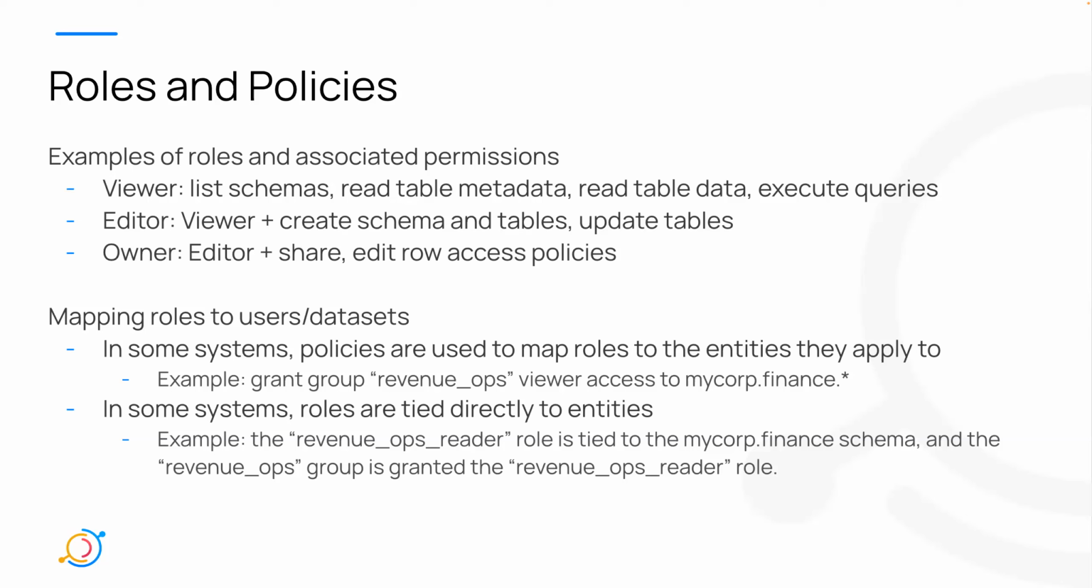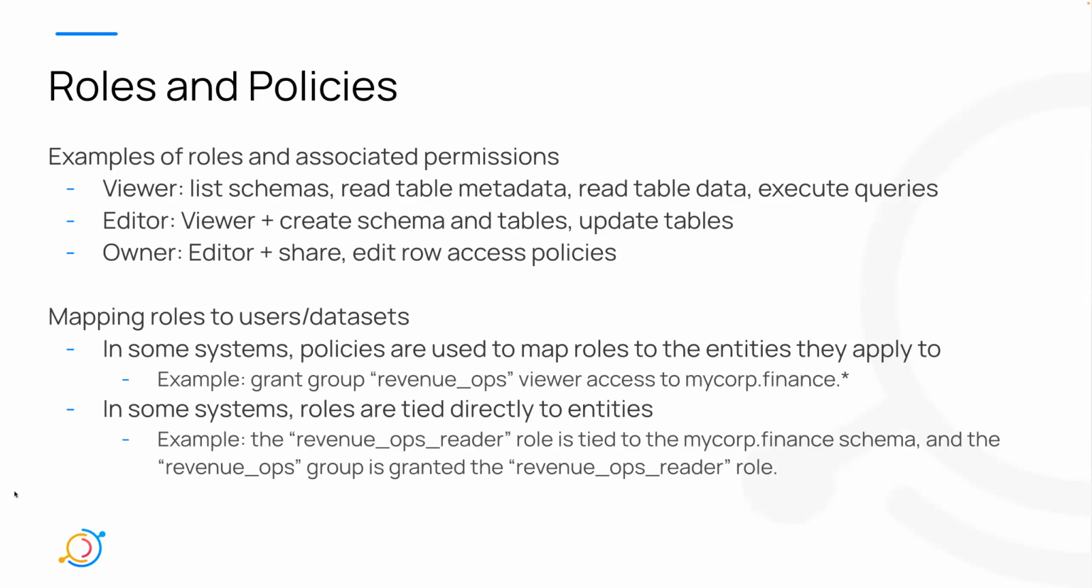Now, the mapping from roles to users and from roles to data sets varies across systems. In simpler systems like Snowflake, roles are directly tied to entities, and users are directly granted roles. In more complex IAM systems, you have an intermediate layer of policies that serve as a binding layer between a role, a set of users, and the entities or resources that it applies to. I have some examples there for how you can think about these.